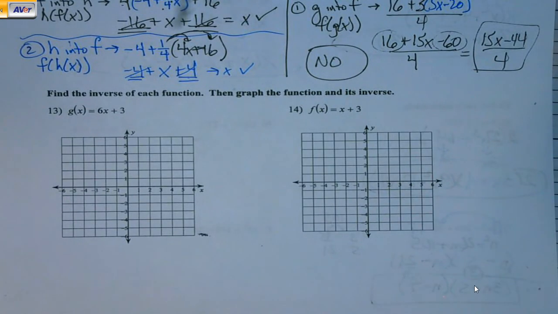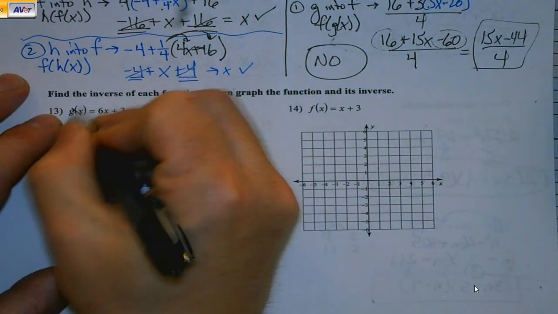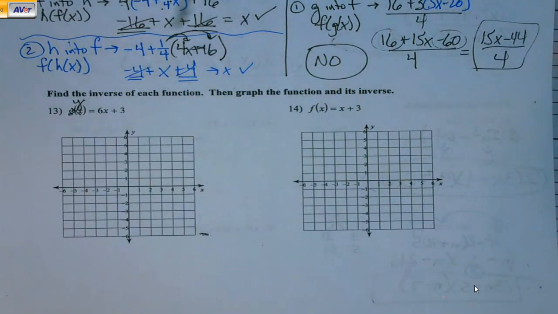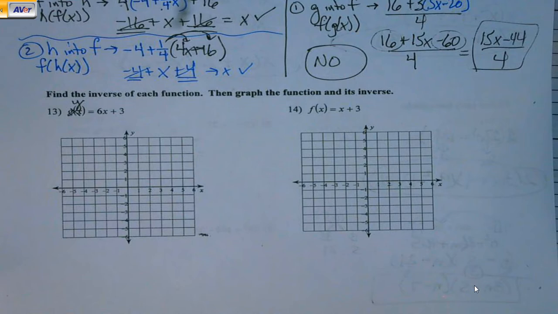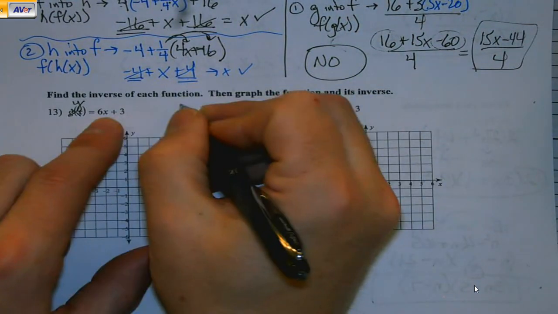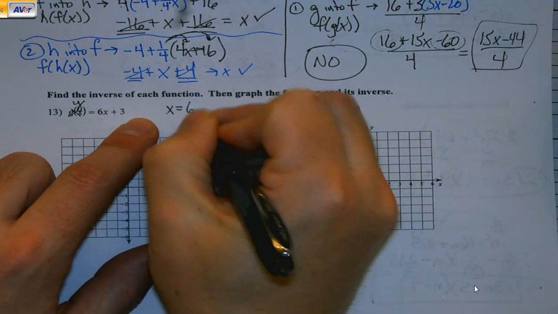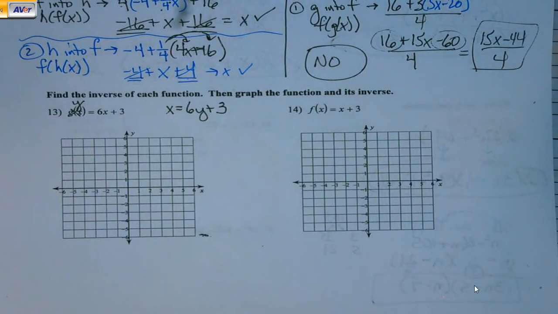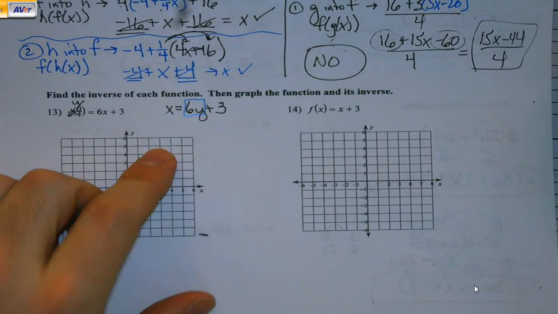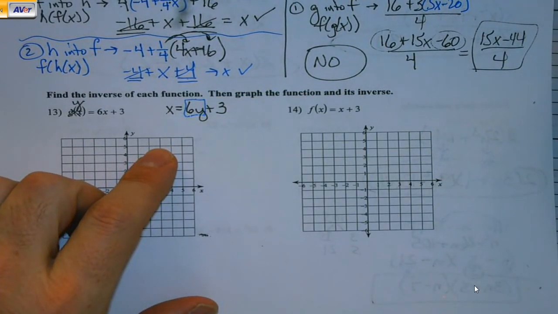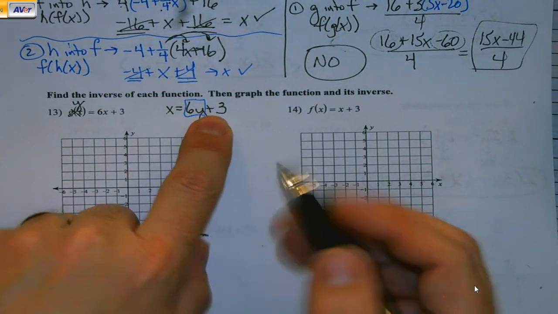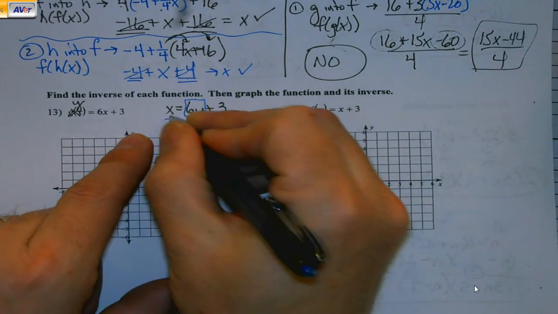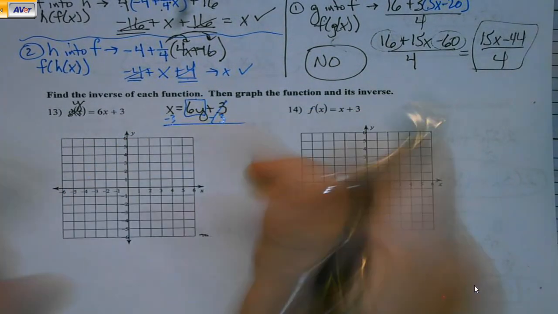Find the inverse of the function, then graph the function and its inverse. Okay, we're going to do one of these. I'm going to turn this into y equals again. So it says find the inverse. Okay, so first job. Switch x and y. Solve for y. So my job, get 6y alone. How do I do that? Do the opposite of what's being done to it, which is plus 3. So we're going to minus 3 first.